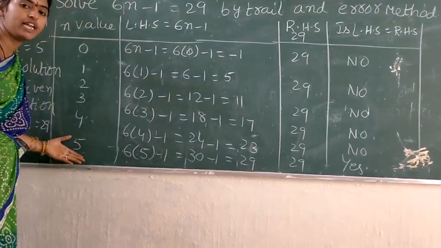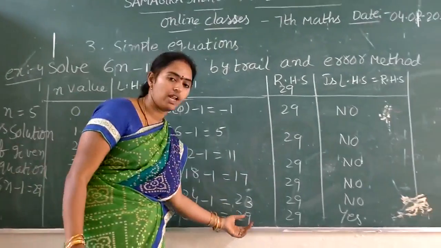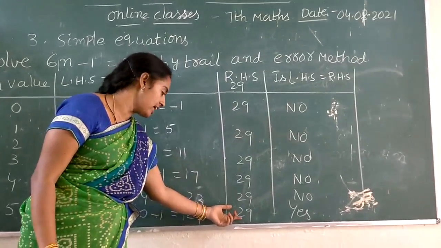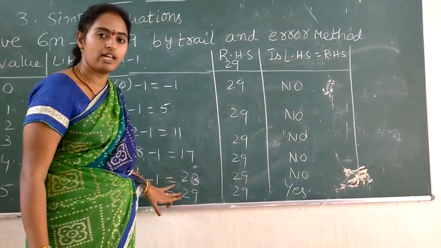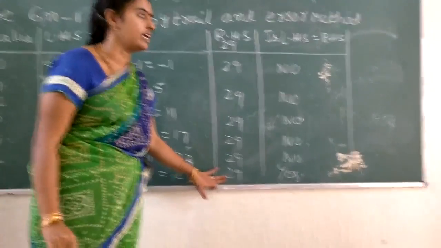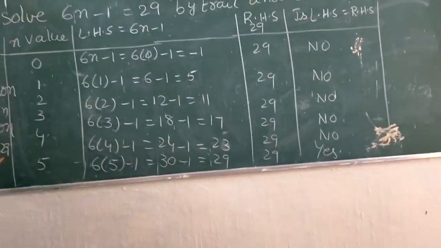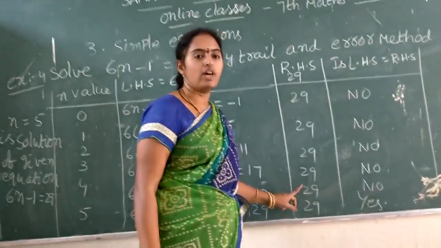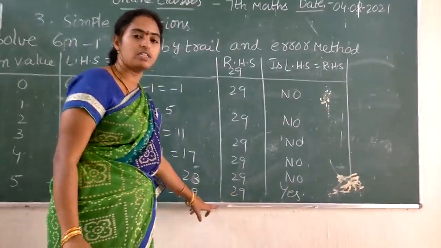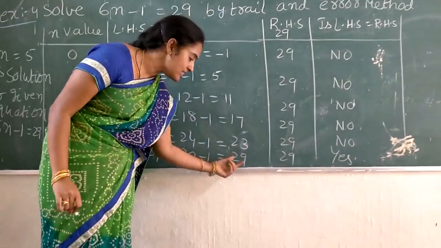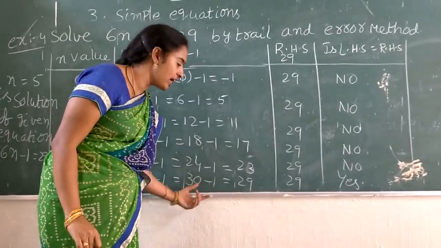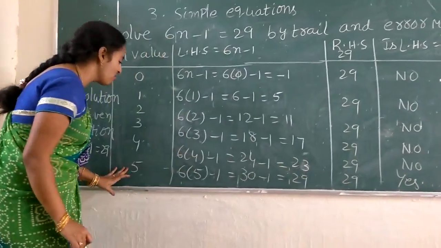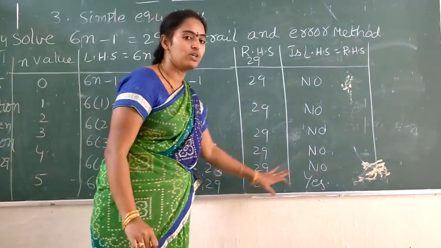Here substituting n equal to 5, we get the LHS value is equal to 29 and the RHS is given as 29. So for this value of n, we get LHS equal to RHS. Children, for substituting n equal to 5, is LHS equal to RHS? Yes. For this value of n, we get LHS equal to RHS.